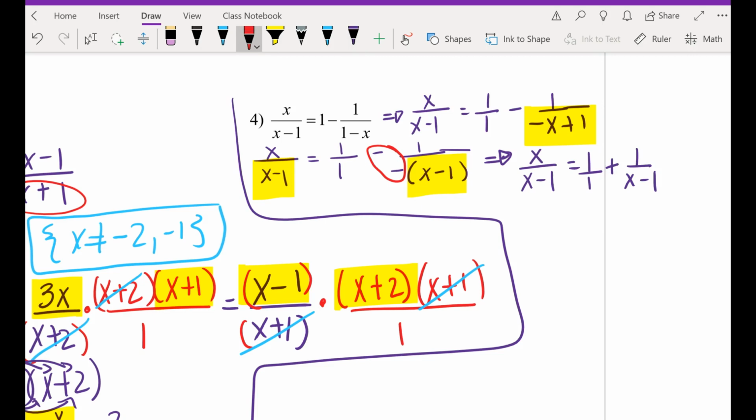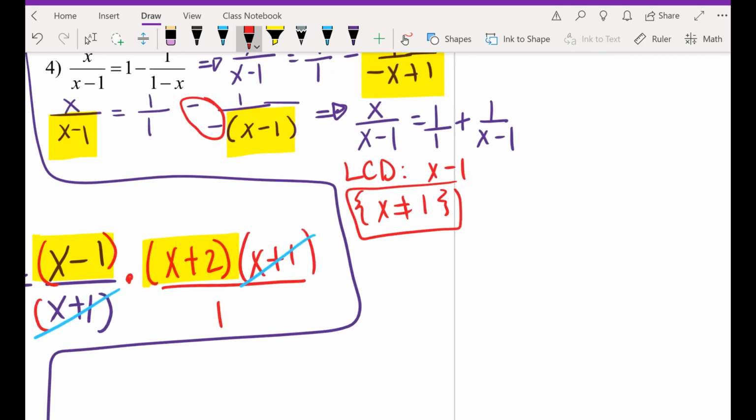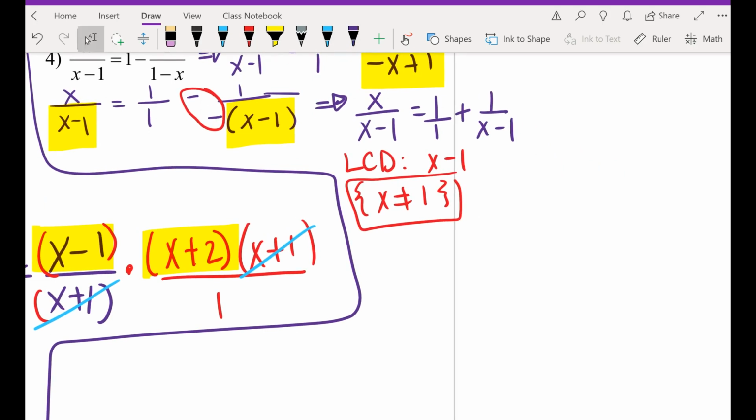If you look at it, your lowest common denominator is just x minus 1. So the restriction right away is x can never ever be 1. Okay, so box that up. So we're going to multiply each and every term by x minus 1 since we only have one LCD. I'm going to write it backward. Ready? So x over x minus 1 times my LCD, which is x minus 1, I'm going to write as a fraction, just like that.